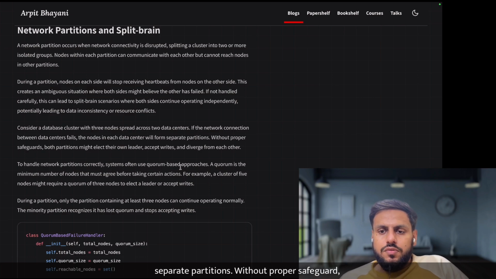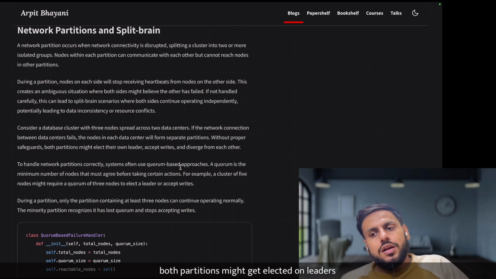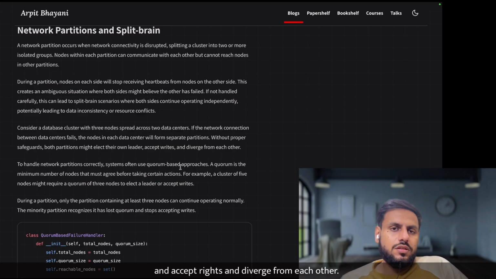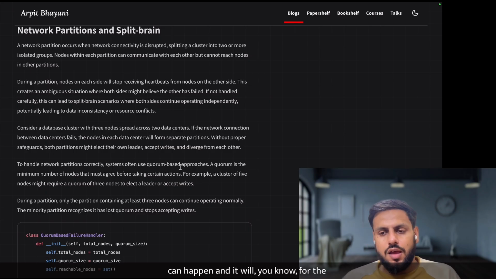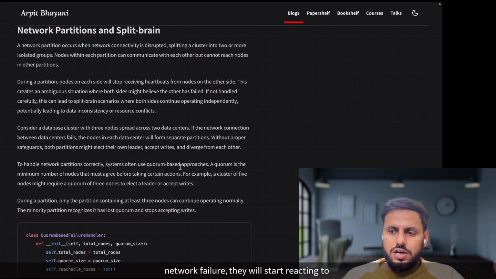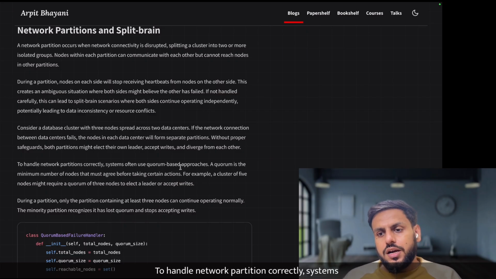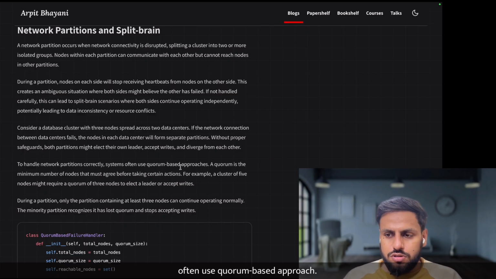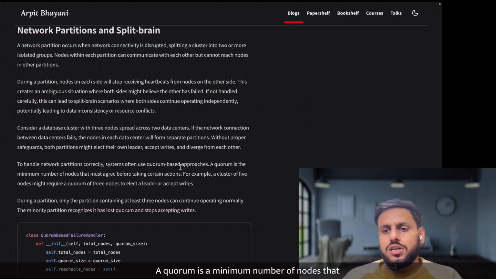Without proper safeguards, both partitions might elect their own leaders and accept writes and diverge from each other. So because these automatic things can happen, and they will, when there is a network failure, the nodes will start reacting to it. To handle network partitions correctly, systems often use a quorum-based approach. A quorum is a minimum number of nodes that must agree before taking a certain action.